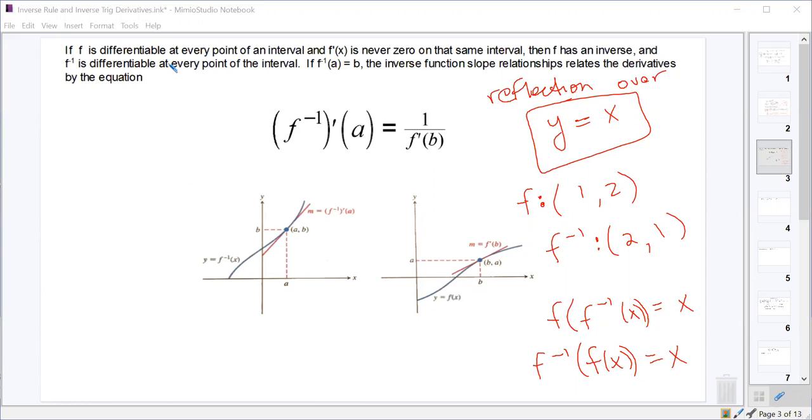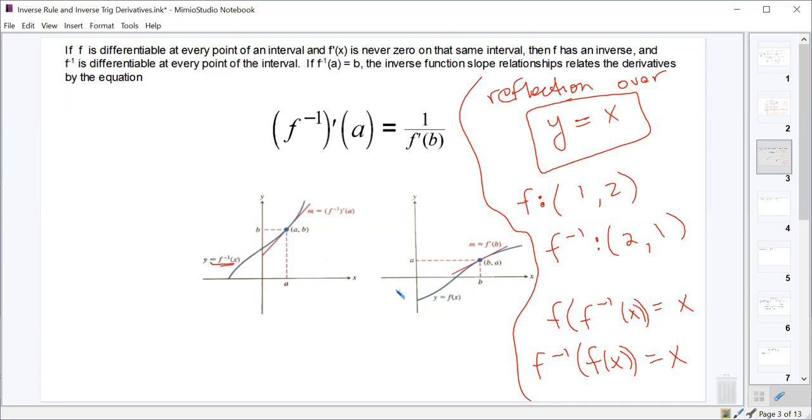All right, sorry about that. So this is the basic information that you should already know about inverses. And so what we've got here is we've got two different functions which are inverses of each other, right? Here's the original function, f of x, and here's our inverse function. And we'll note that f of x has a point on it that is b, a, and f inverse has a point on it that's a, b.